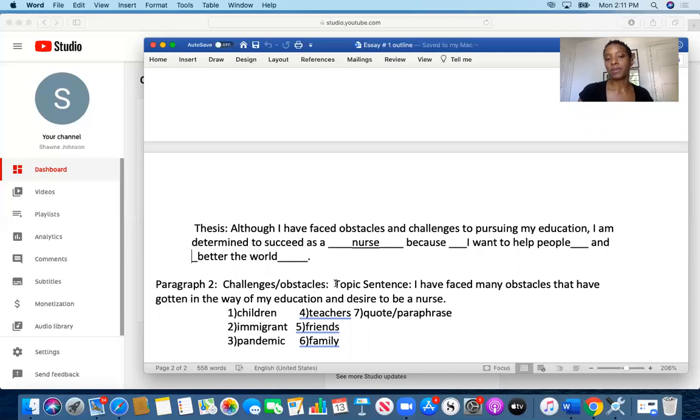So challenges and obstacles. A topic sentence is usually the very first sentence of the paragraph, and it's a sentence that is the main idea of the paragraph. So here's my topic sentence. I have faced many obstacles that have gotten in the way of my education and desire to be a nurse, right? So I know now that this paragraph is all going to be about obstacles.